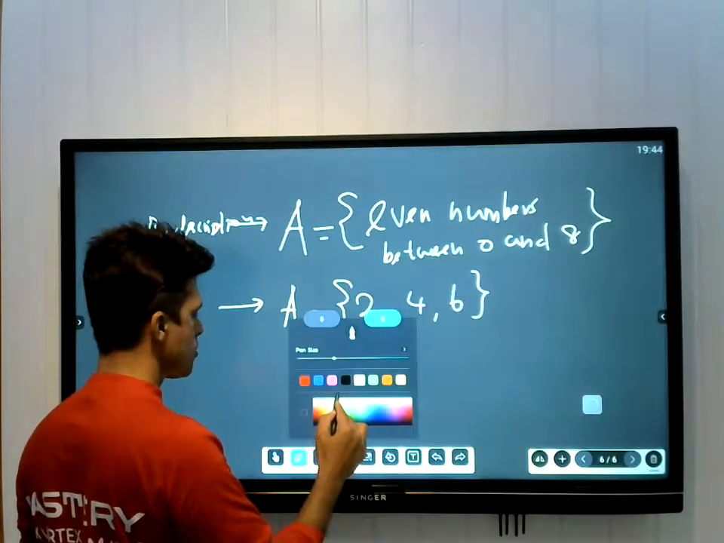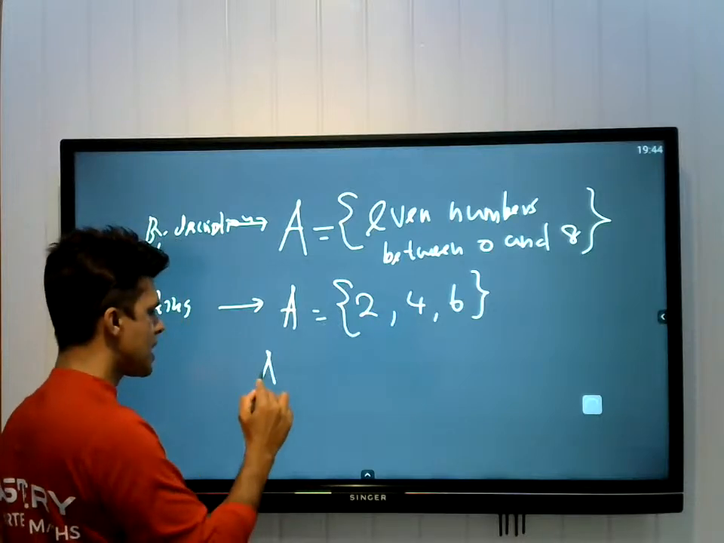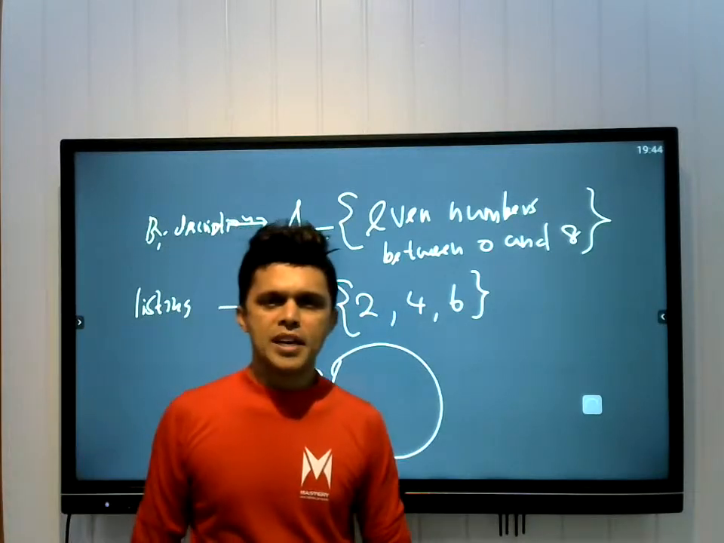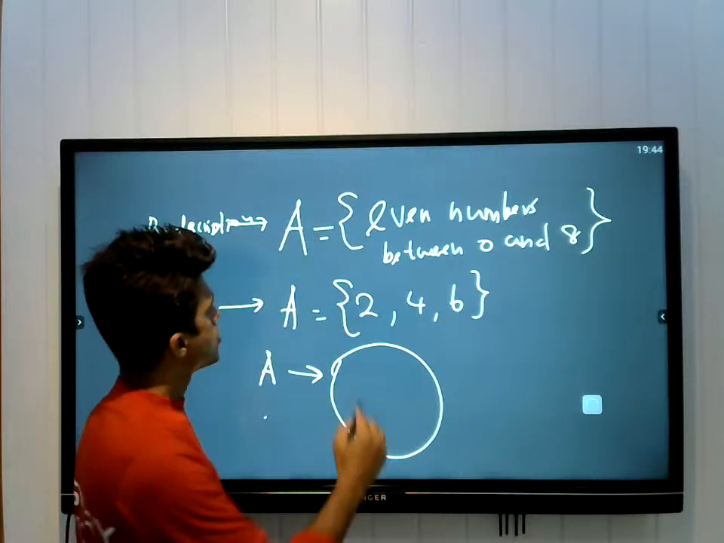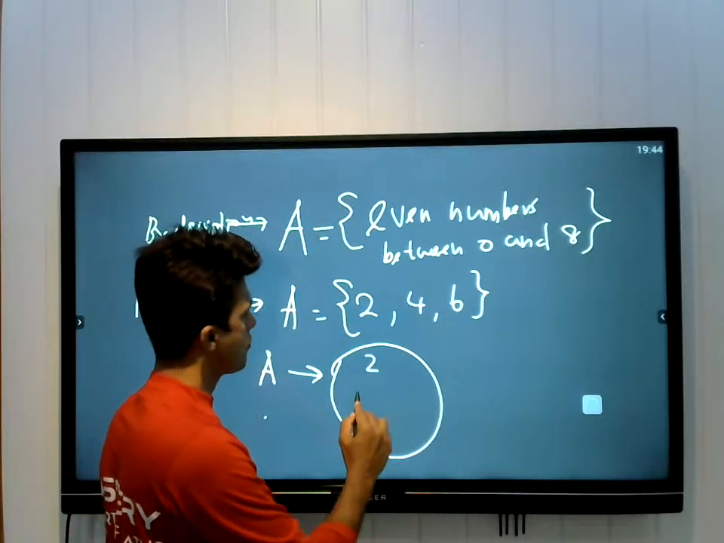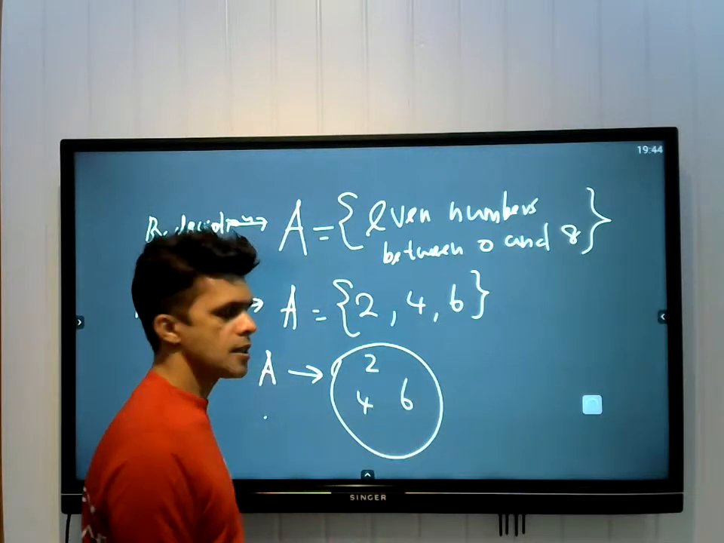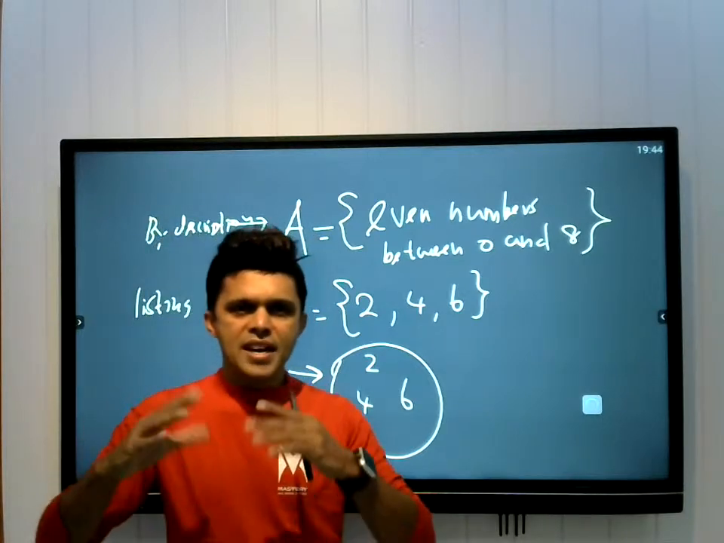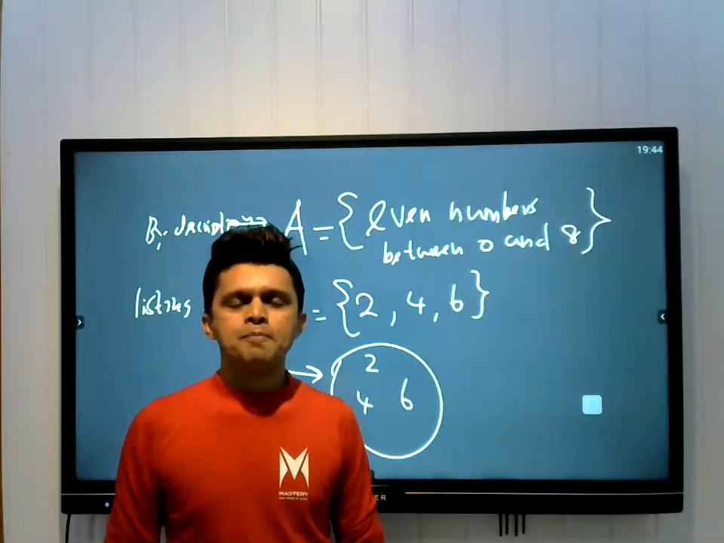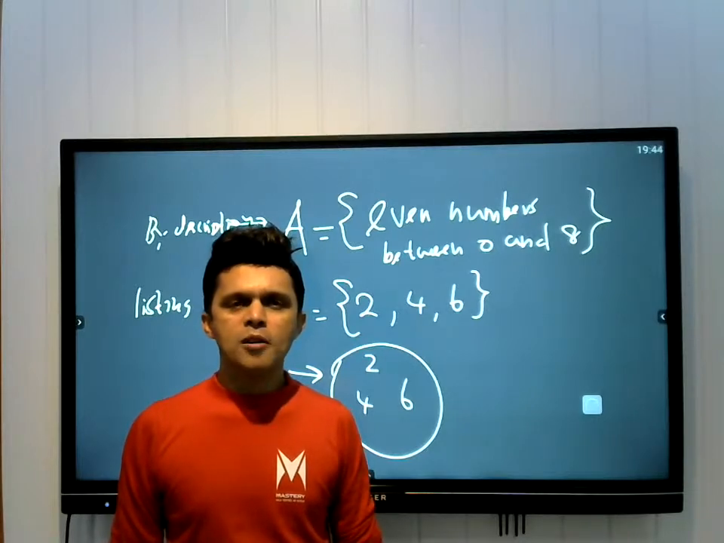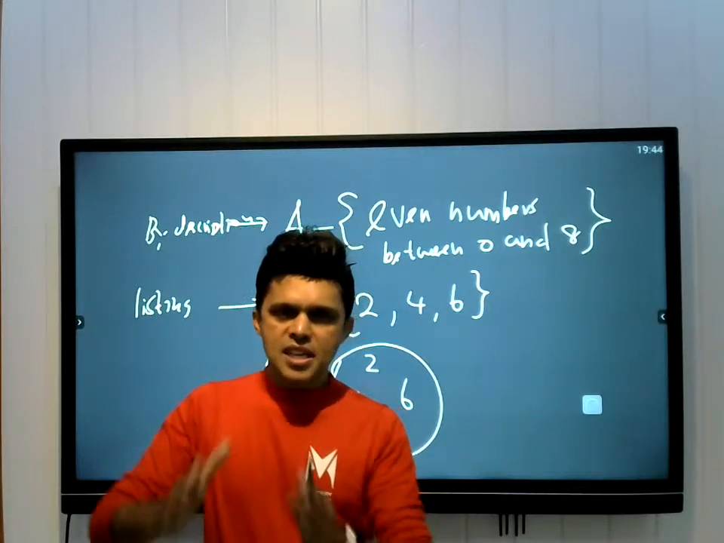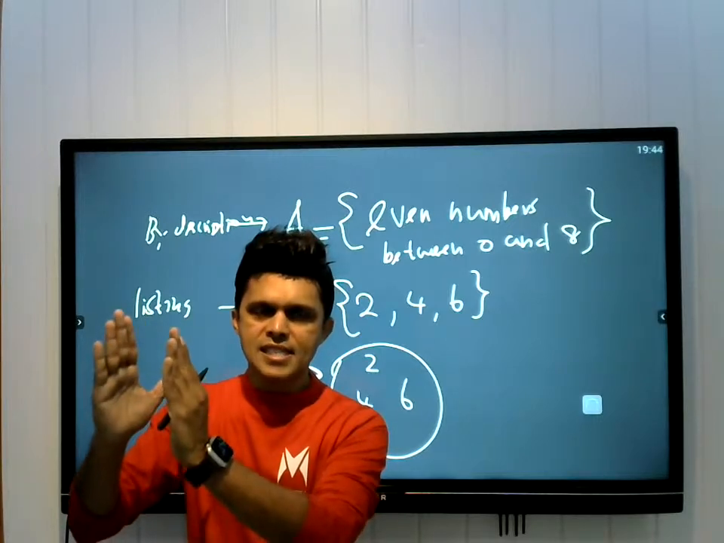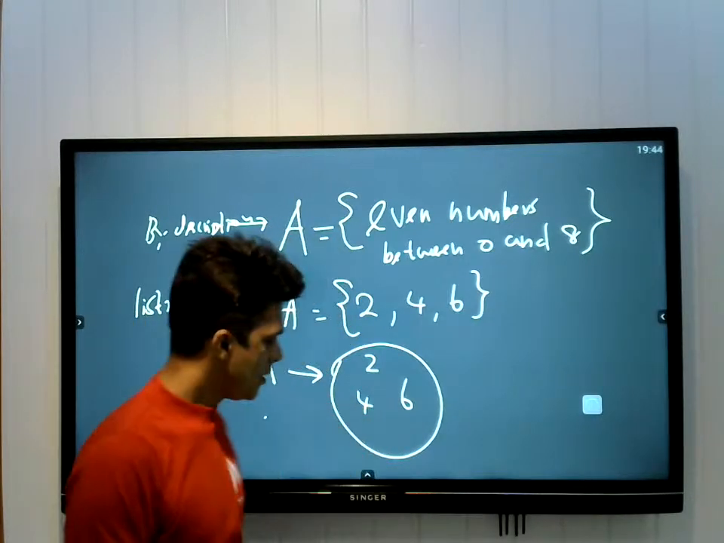I taught you the Venn diagram. So the set A can be written by entering these elements in a circle: 2, 4, and 6, with commas between them. So these are the 3 ways of writing a set basically. These types of questions you will definitely see in your test paper.